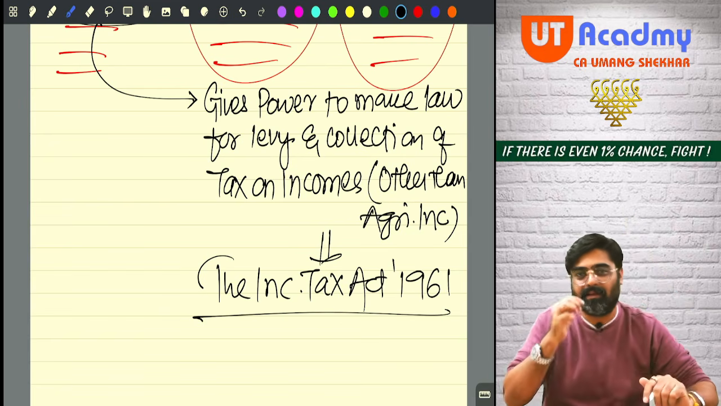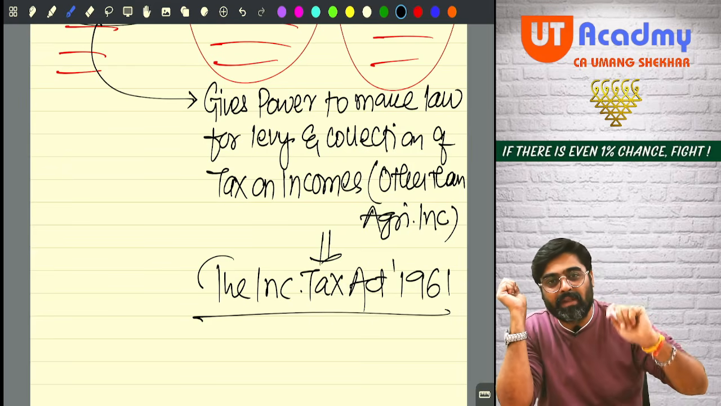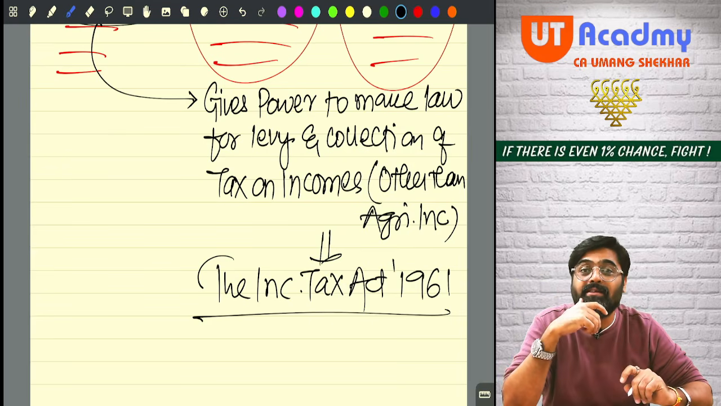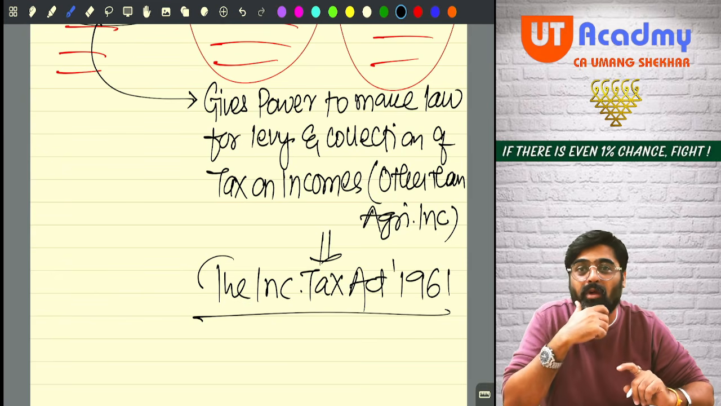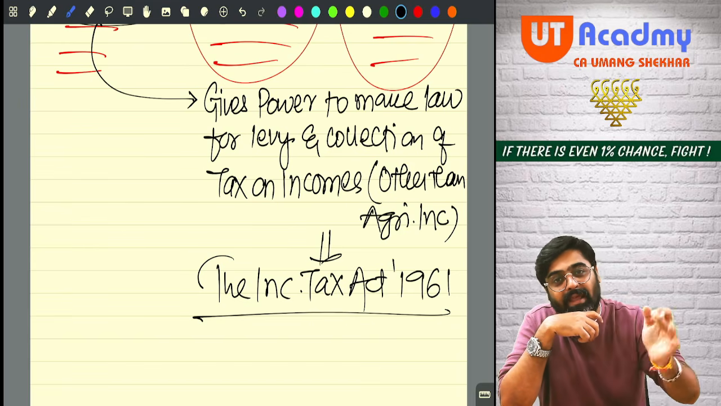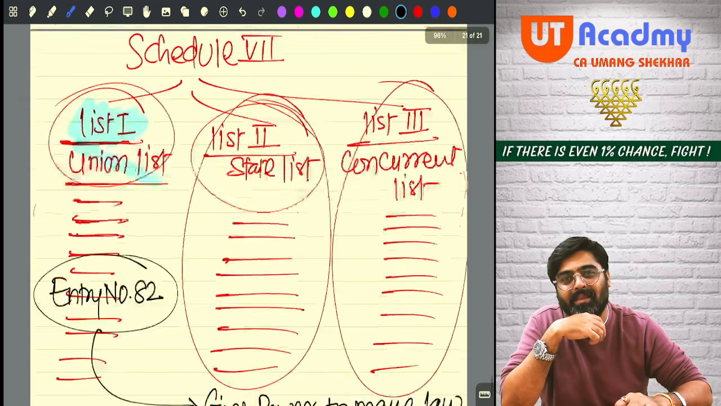except agricultural income. So they have covered all the incomes, but why not agricultural income? They should have covered agricultural income also, no? Then why have they left out agricultural income? Don't you think there is list 2 also?